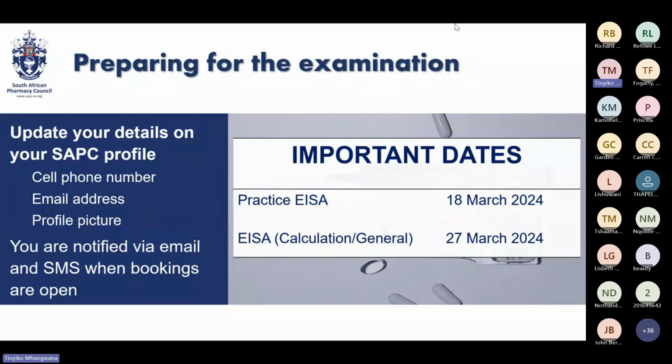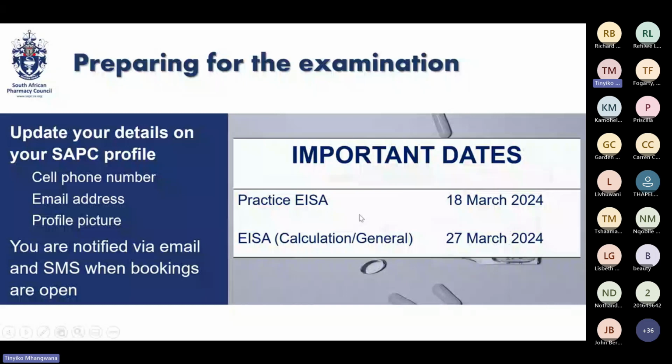I'll take you through the important dates that you need to note down. I spoke about the practice exam. That is a prerequisite for you to write the EISA exam. So the practice exam will be on the 18th of March, 2024. So you need to book for this exam and write, if you are intending to write the exam, which will be on the 27th of March, 2024.